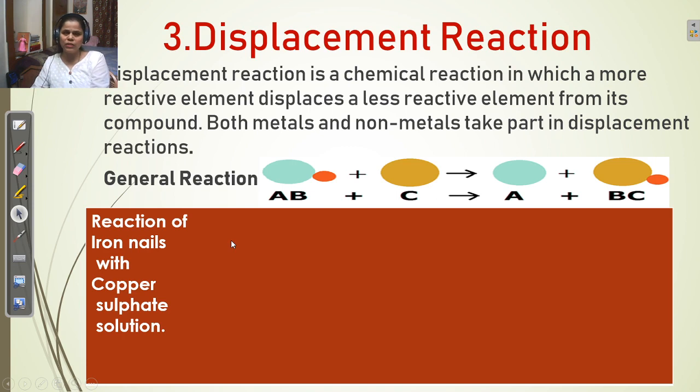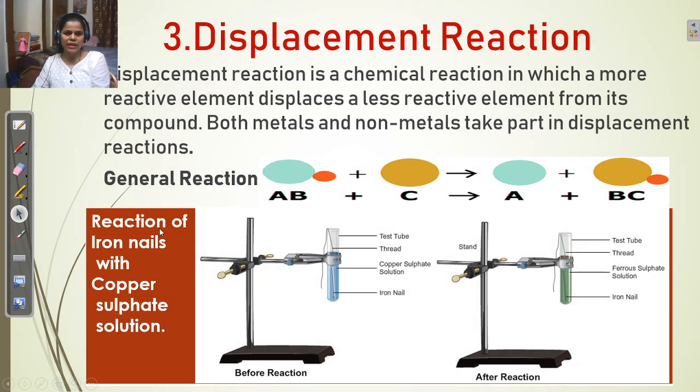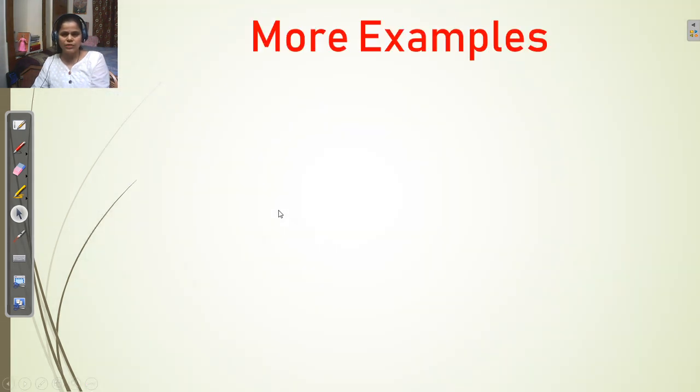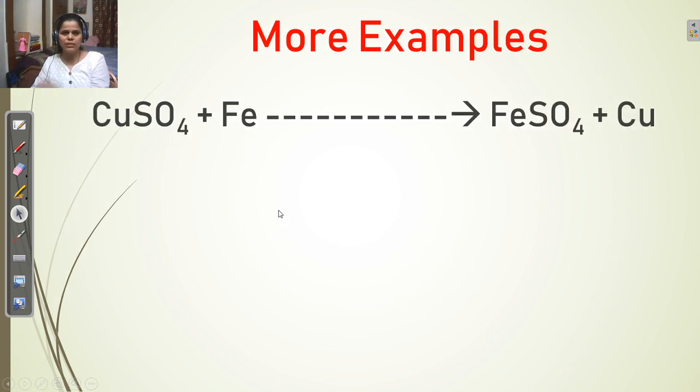An example of the displacement reaction is the reaction of the iron nail with copper sulfate. You can see in this diagram the copper sulfate solution, which is blue in color, reacts with the iron and forms a green solution, that is ferrous sulfate solution. You can see this clearly in the next picture. Just before this, let's see some examples.